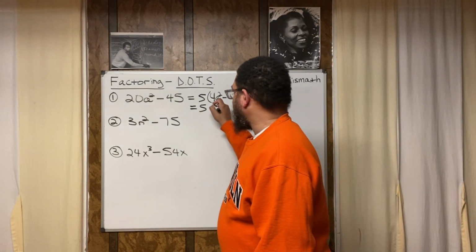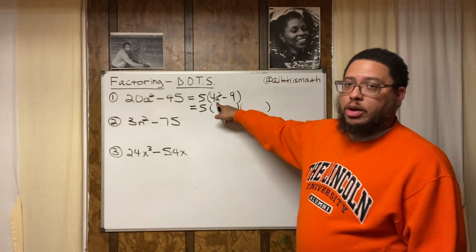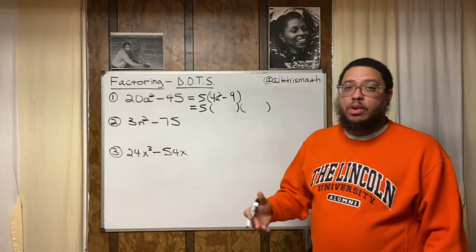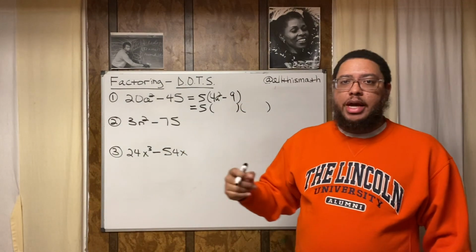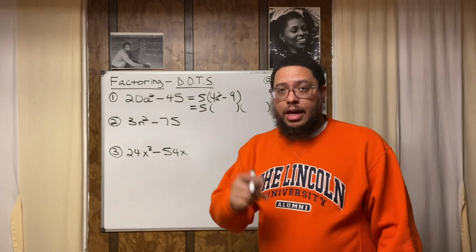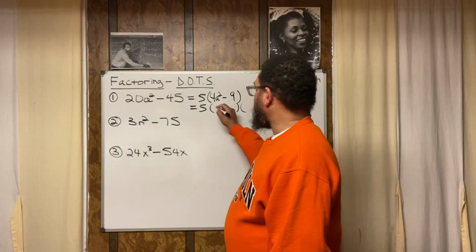So how you set it up is like this. Two binomials next to each other. Take the square roots of each term. The square root of 4 is 2. The square root of a squared is a. So the square root of 4a squared is 2a. So you put a 2a right here.